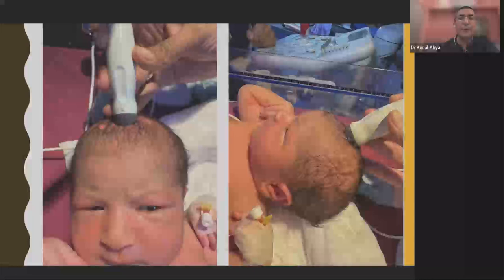The probe should be perpendicular to the surface of the head. First you will have to palpate where the anterior fontanelle is. Then you keep your probe with the marker placed towards the nose of the baby. You hold it like a pen, and these two fingers are resting over the head, but we should not apply too much pressure.